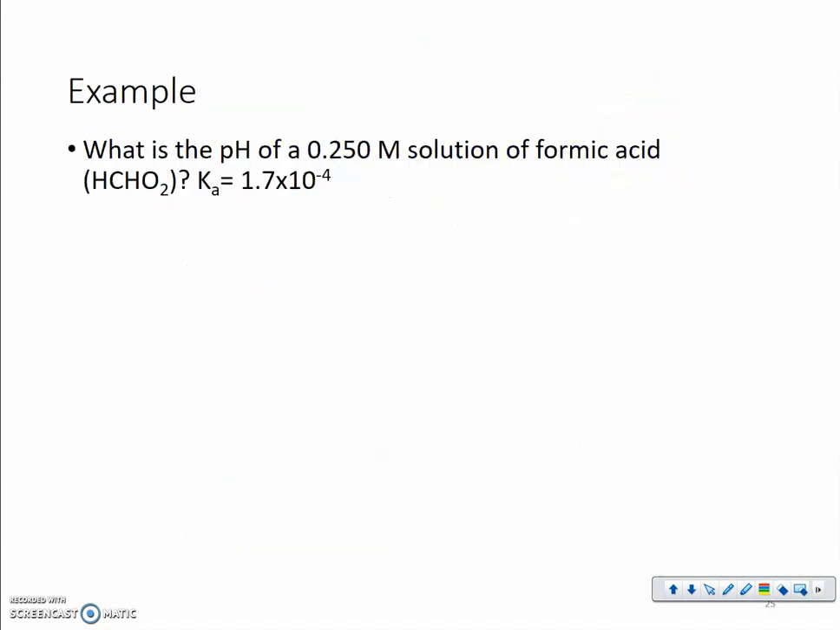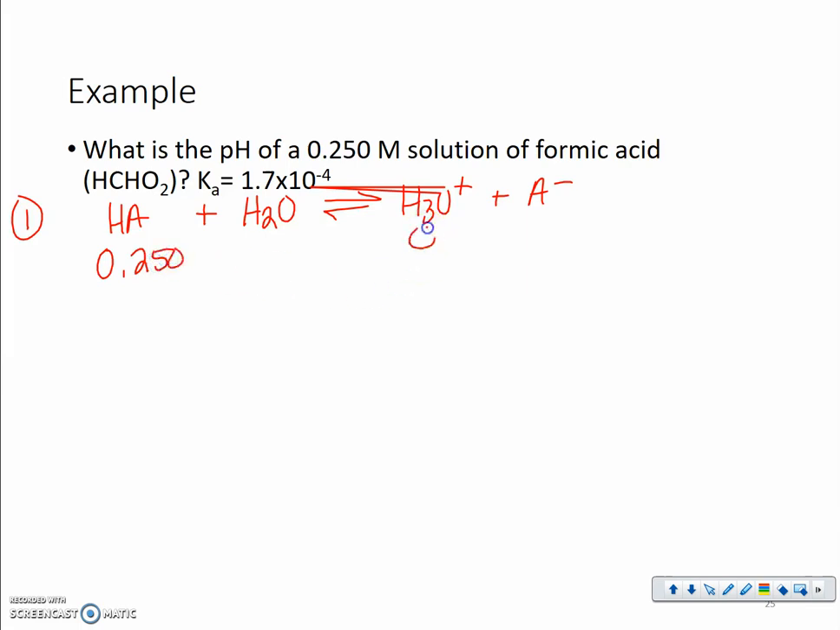All right, one more example. What's the pH of a 0.250 solution of formic acid, which has this formula and our Ka? So step one, again, is going to be to write your reaction. I'm going to abbreviate it as HA. And to do your ICE box. Plus x, plus x. So ICE.